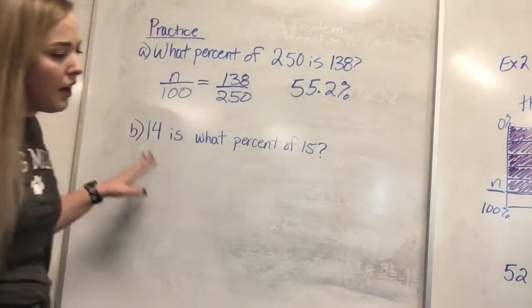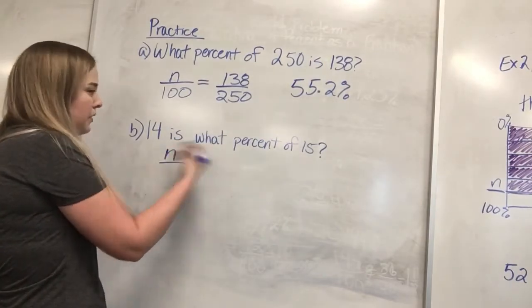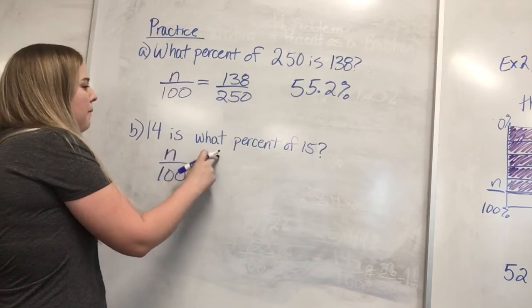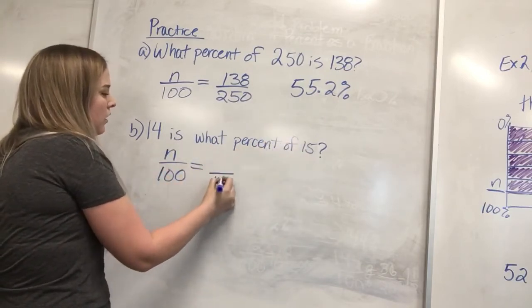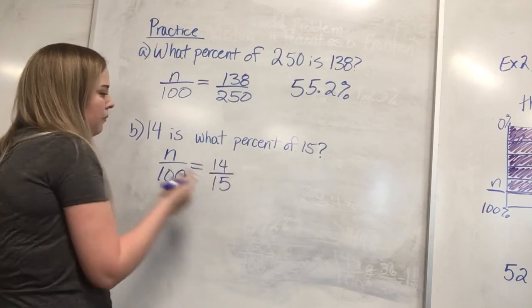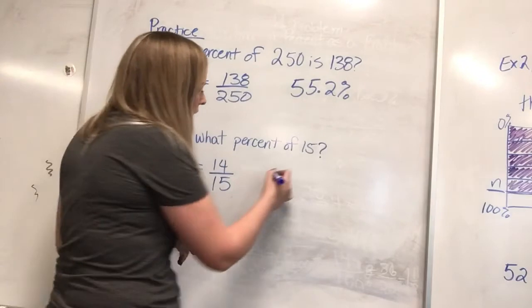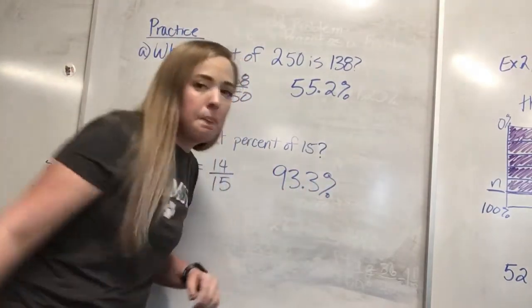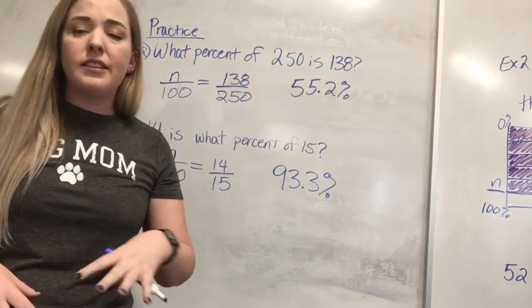And then for 14 is what percent of 15? Again, we're going to do the same thing. We don't know what percent it is yet. We know it's out of 100. 14 is what percent of 15? So again, of indicates the whole. All right, and 14 is the part. When you multiply it together, do all that math, you should get the answer, 93.3%.